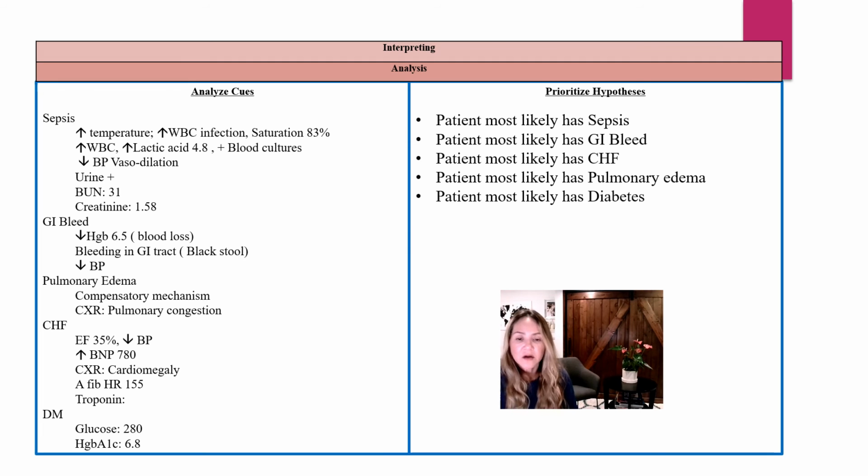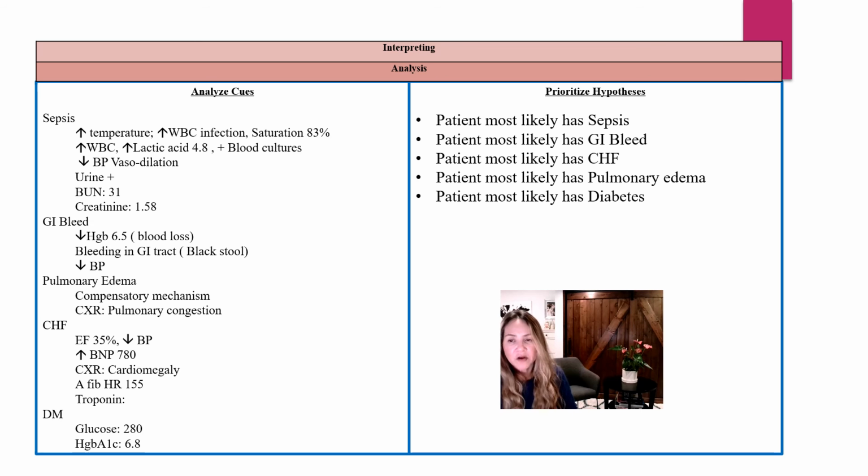Pulmonary edema, congestion, CHF: you had the ejection fraction that is low, the high BNP, the chest X-ray is showing cardiomegaly, and the patient has elevated troponins. Diabetes, if you want to go there: your A1C is elevated and your glucose are elevated. So all is the product of us analyzing the cues. All the abnormals that we have, we just group into different diseases.